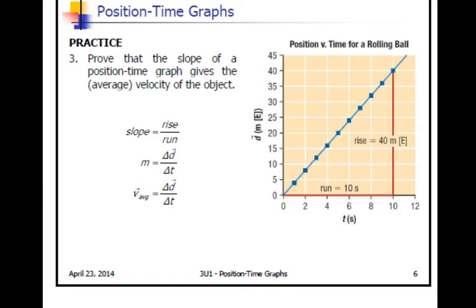So here, this question says, prove that the slope of a position time graph gives the average velocity. Well, I've already sort of said this. m equals delta d over delta t. That's the same as the average velocity equation, delta d over delta t, the change in position over the change in time.